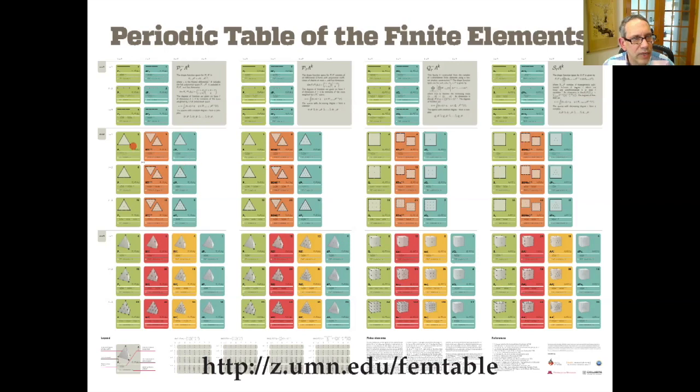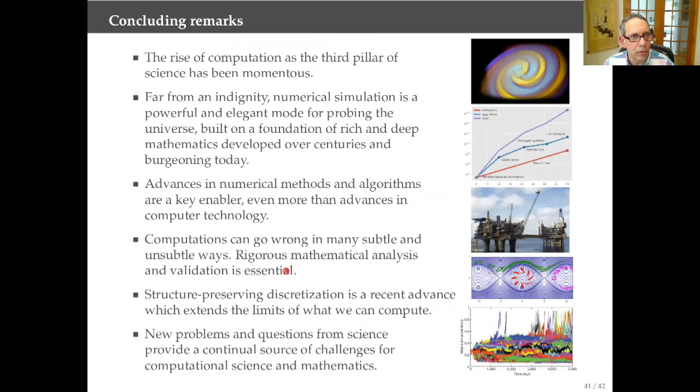And within each one, we have zero forms, one forms, and two forms in 2D, zero, one, two, three forms in 3D, and so forth. This is all done completely systematically, and it basically gives the correct mathematical things to use as finite element differential forms. With that, I'll put up the concluding remarks.